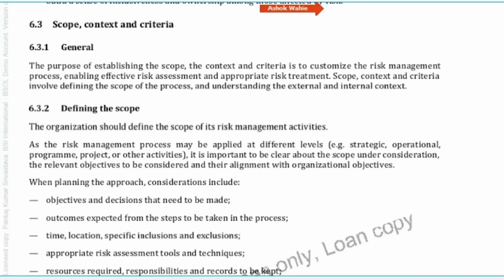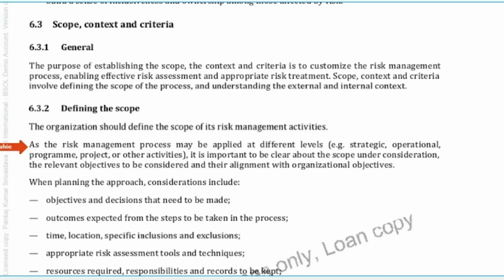When we define the scope, what are the considerations to be taken in? What considerations should we be looking at? The organization should define the scope of its risk management activities. Please read this paragraph. So there are three things to be considered. Firstly, what is the level at which we are doing this risk management? Are we applying it at the strategic, operational, program, project, or an activity level?